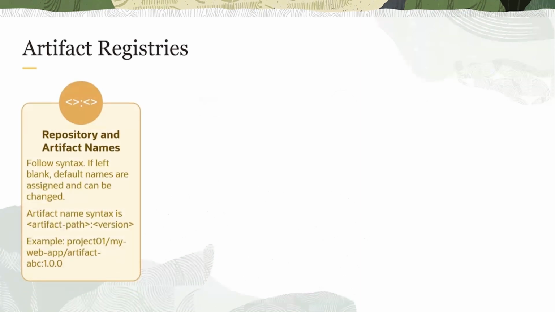The first point is the repository and artifact names. When you create a repository to group similar artifacts, you give it a repository name. If you leave the name blank, the system automatically generates a name that you can change later. When you upload an artifact to a repository, you specify a path and version for it. Based on your input, an artifact name is assigned that combines these two elements, as you can see in the example over here. Note that slashes do not create a directory structure, but you can use them to organize the repository.